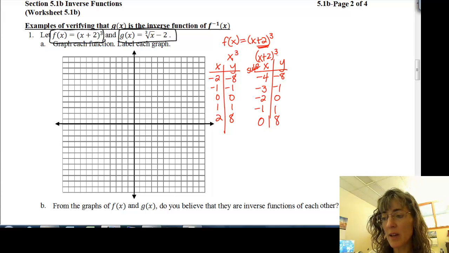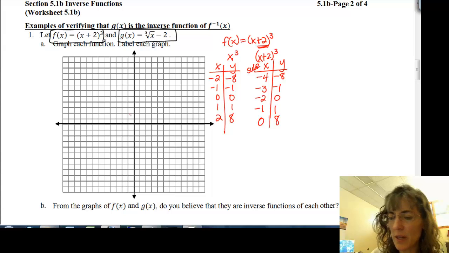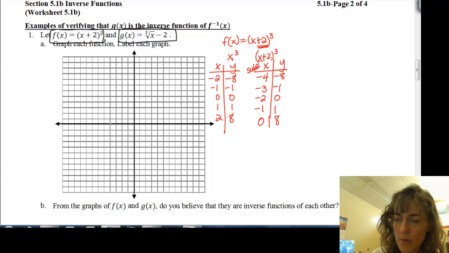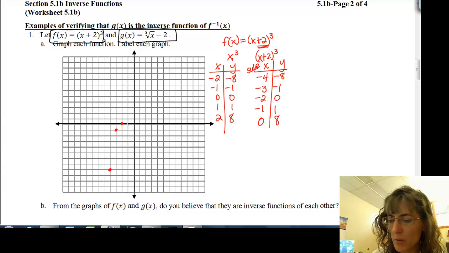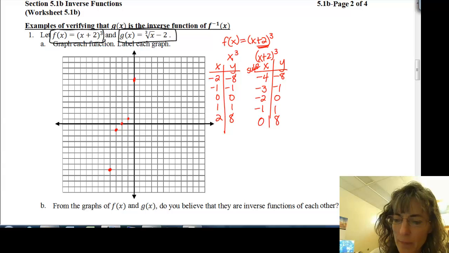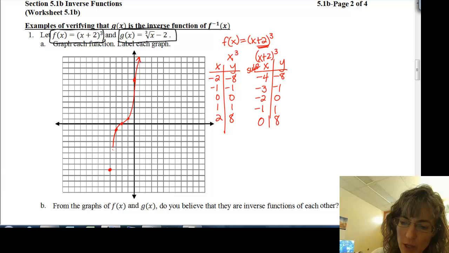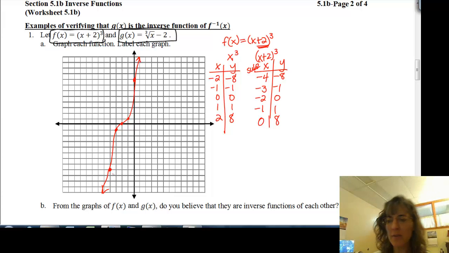Now that is the f of x function, so I can go ahead and plot it. So it's -4, -8, it's right there. I have -3, -1, -2, 0, -1, +1, and 0 all the way up at 8. 1, 2, 3, 4, 5, 6, 7, 8. Right about there. Remember, this is a cubic, so we expect it to have this snaky look.